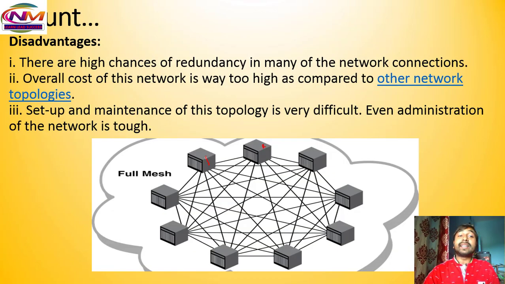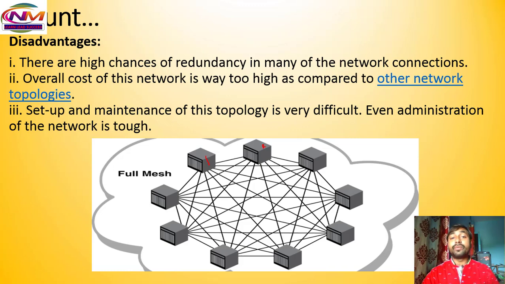Now disadvantages: there is a high chance of redundancy in many of the network connections. Redundancy means occurrence of the same information. Suppose that one machine has sent some information to this machine too. So the same information is being sent to all those machines. So that is called data redundancy. There is a chance of high redundancy, meaning whatever data we share, all those computers receive the same data without any use. So this is the first disadvantage.